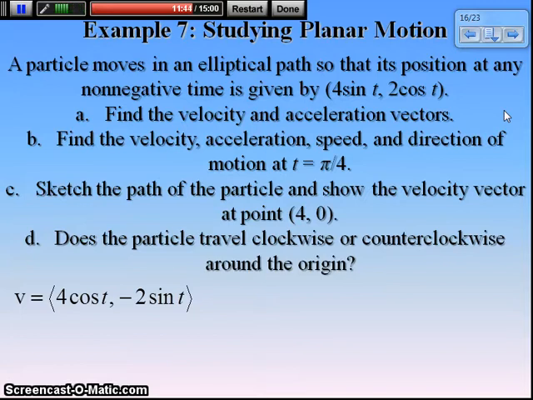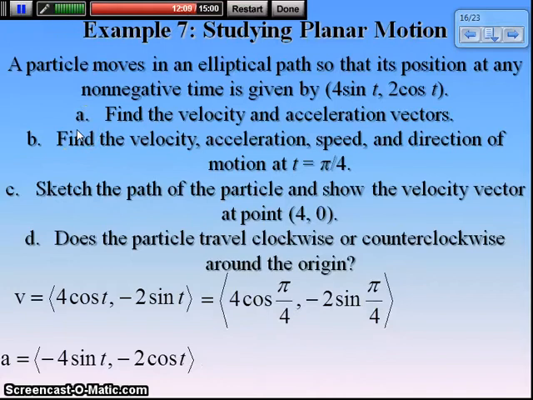Alright, we'll start with the velocity. The velocity, again, is just a derivative of position. Position would be this, just in vector form. So derivative of sine is cosine. The derivative of cosine is negative sine. There's our velocity vector. Acceleration vector, the derivative of cosine is negative sine. The derivative of sine is just cosine. So that's simple.